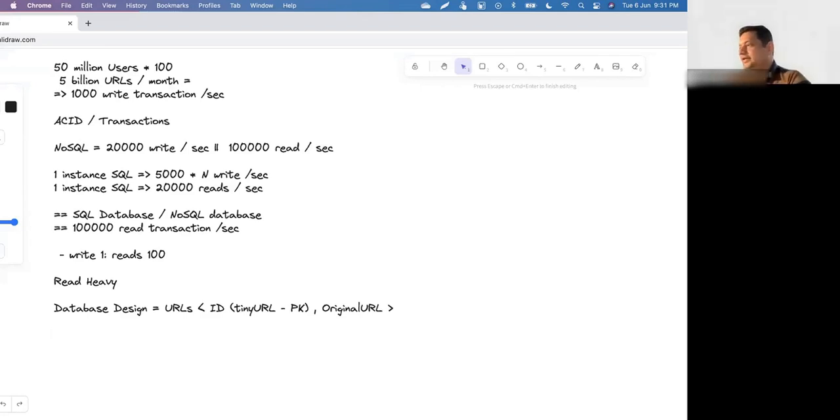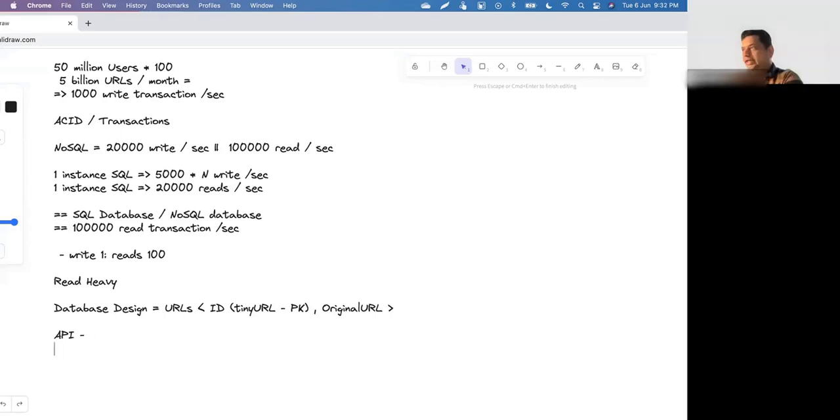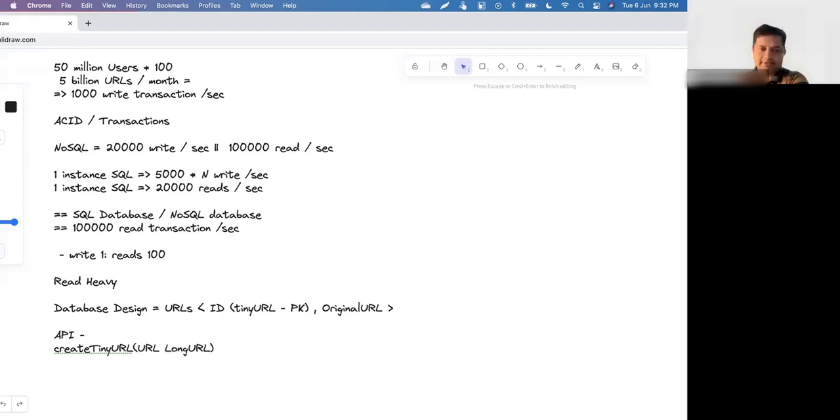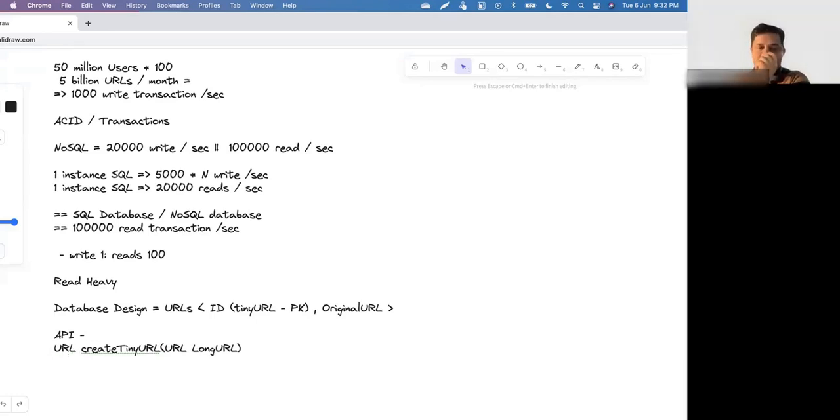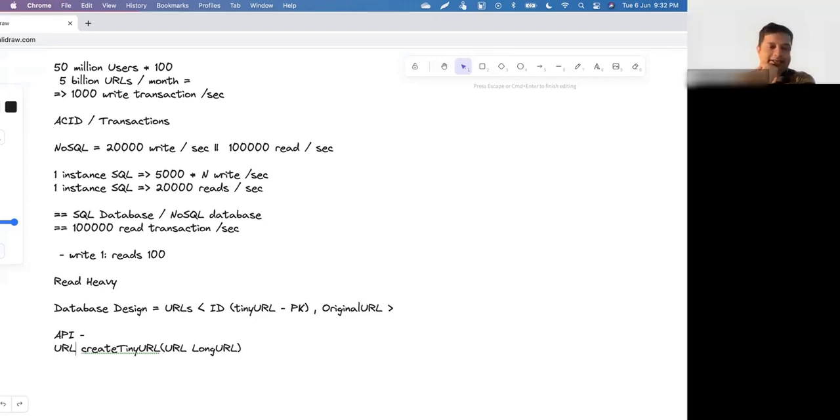So yes, go ahead. Now, do the API design. See, database design is very simple. Do the API design. Create tiny URL, say, is your API. It takes the parameter of the actual URL, and returns the response of success or failure. But it should also return the tiny URL, right? Yes, it should return the tiny URL. In case of failure, it may return some error code. But in case of success, it should return the URL.